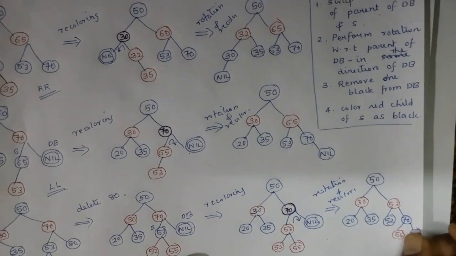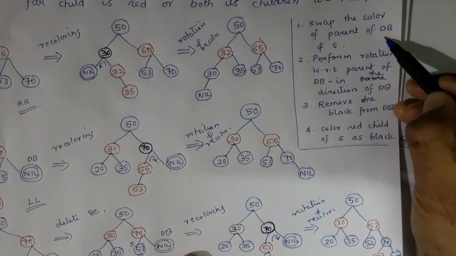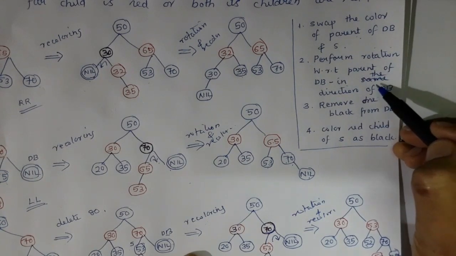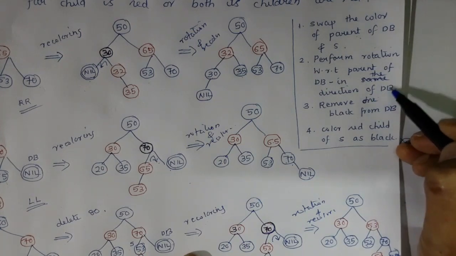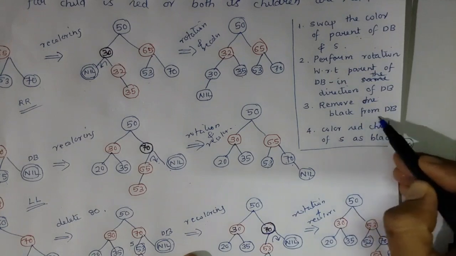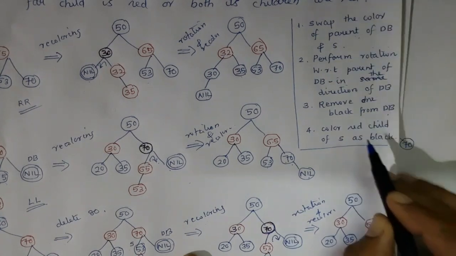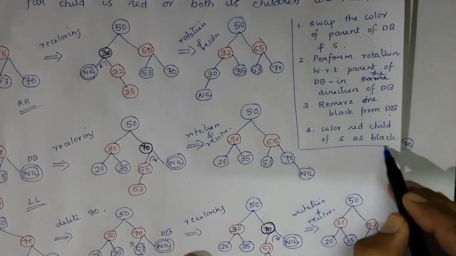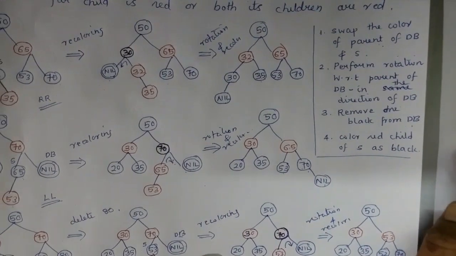So that is the case 2D. So in case 2D, we swap the color of parent of DB and S, then perform rotation with respect to the parent of DB in the same direction of the double black node. After rotation, remove one black from the double black node, so it will become single black. Then color the red child of S as black. That's all about the case 2D.